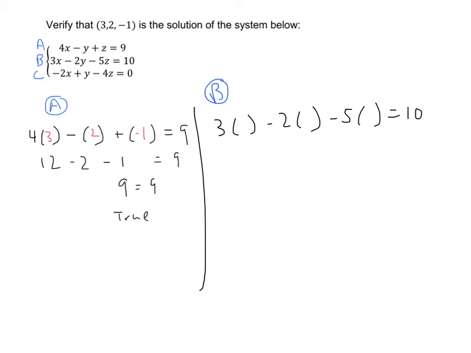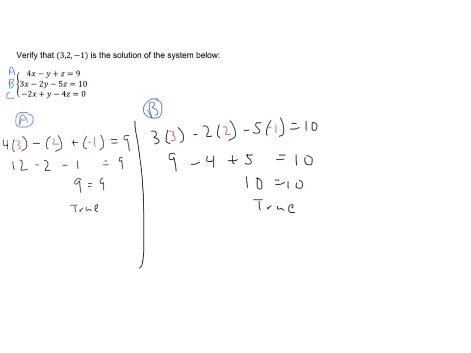Well, let's plug in our x value of 3, and let's replace y with 2 and our z value with -1. Let's see what we get. This is 9 minus 4 plus 5 equals 10. 9 minus 4 is 5, plus 5 is 10. So we do get 10 equals 10, which is true. So it has satisfied two equations so far. Will it satisfy our third?